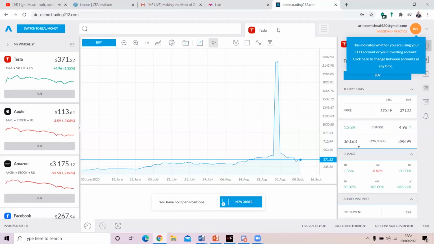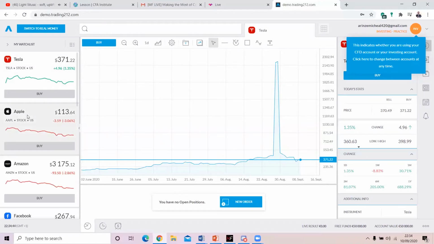A disclaimer, a quick one: you shouldn't take this to be investment advice. It's only a demo account, just to show you how to set up your own account. So do not regard anything I'm saying here as investment advice, please.